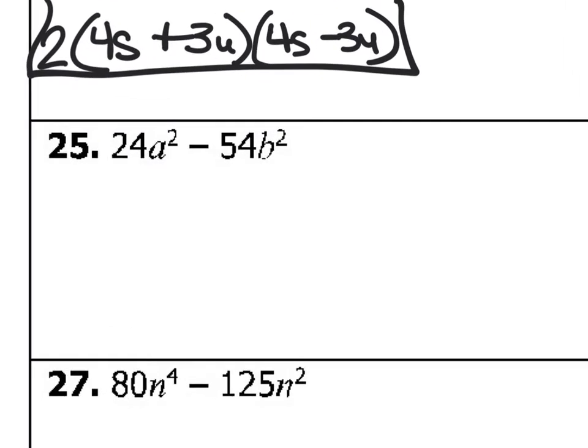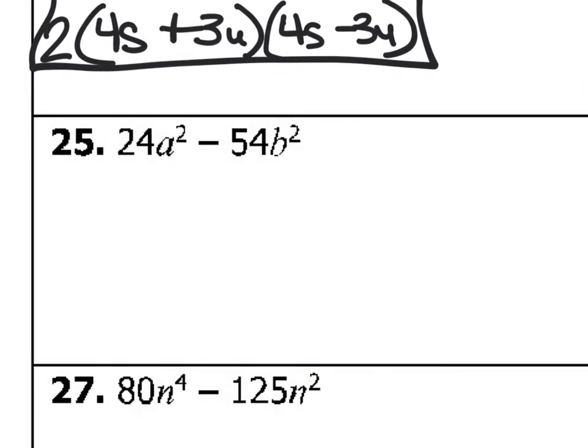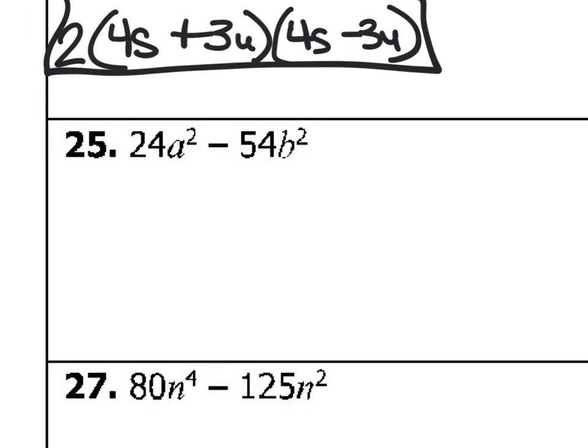All right, number 25. Do I have a common factor? Let's see. 24, 8. Think of the factors of 24. 12 won't go into there. 24 won't go in there. 8 won't go in there. 6 will go into 24. It'll also go into 54. So let's do 6. And we don't have any common variables.